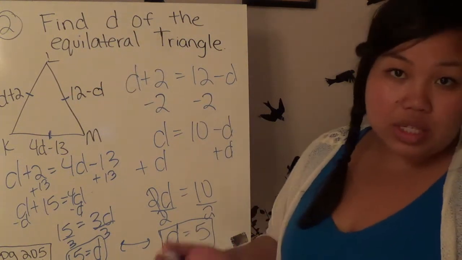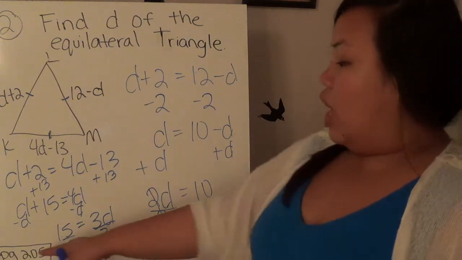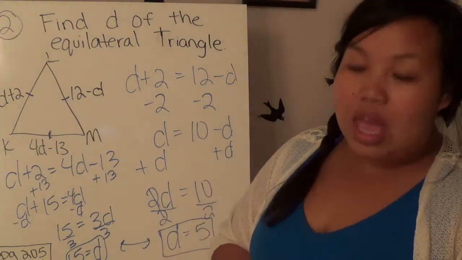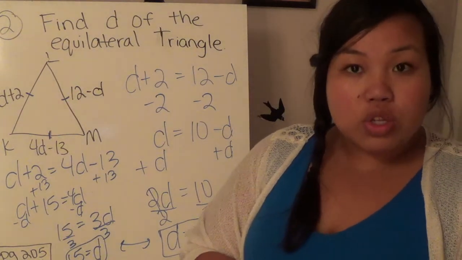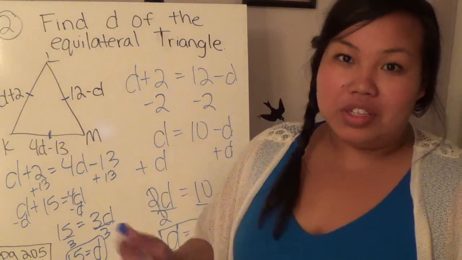Scalene I can't do because none of the sides are equal. Isosceles I can only do 2. So go ahead and try page 205, number 5, and I will see you tomorrow. Or if you're watching this during break, I'll see you after break.